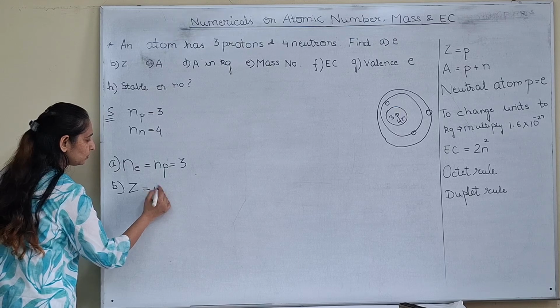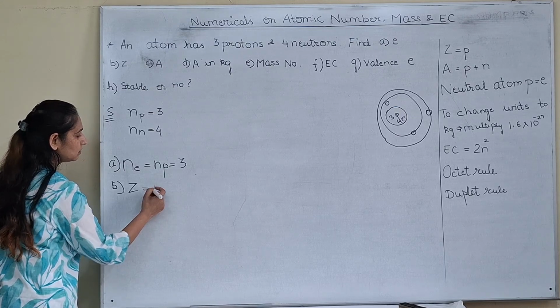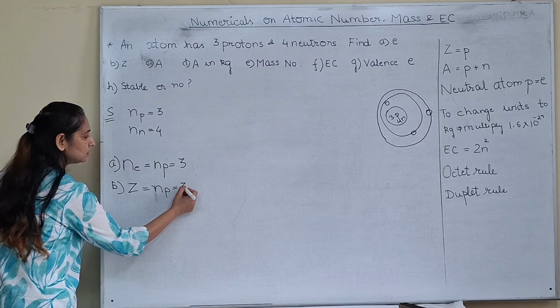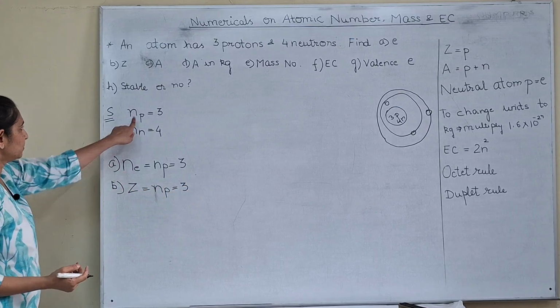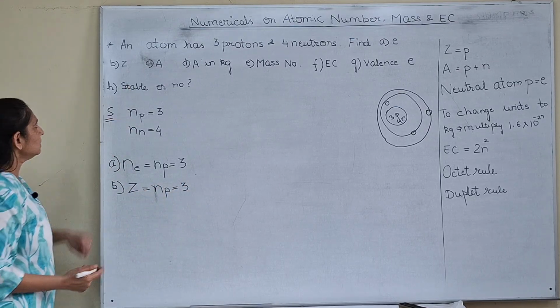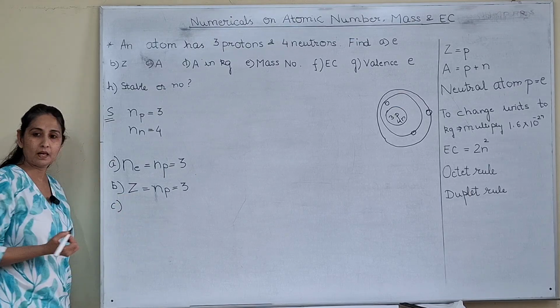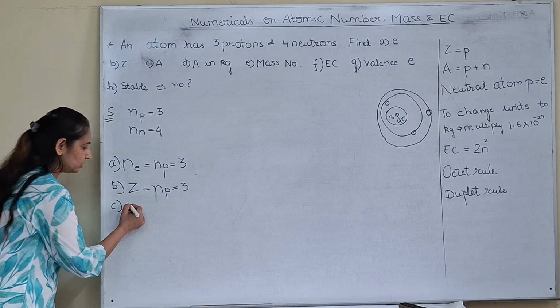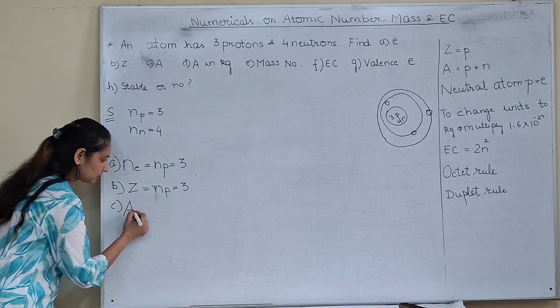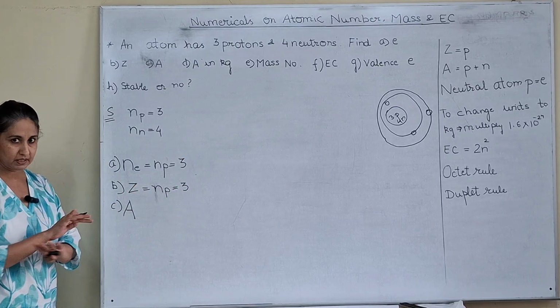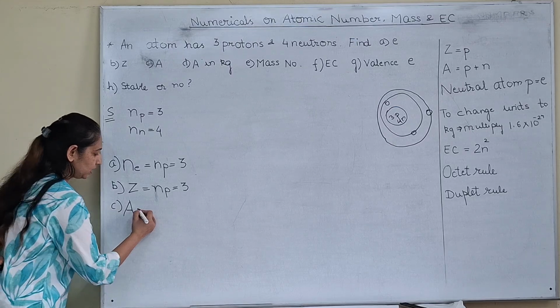Is the number of protons. So here also the answer is 3 because the number of protons is 3. Okay, what is atomic mass? Now here is the slight change. Atomic mass, and there will be no units here. Numbers are pure numbers and there are no units here.